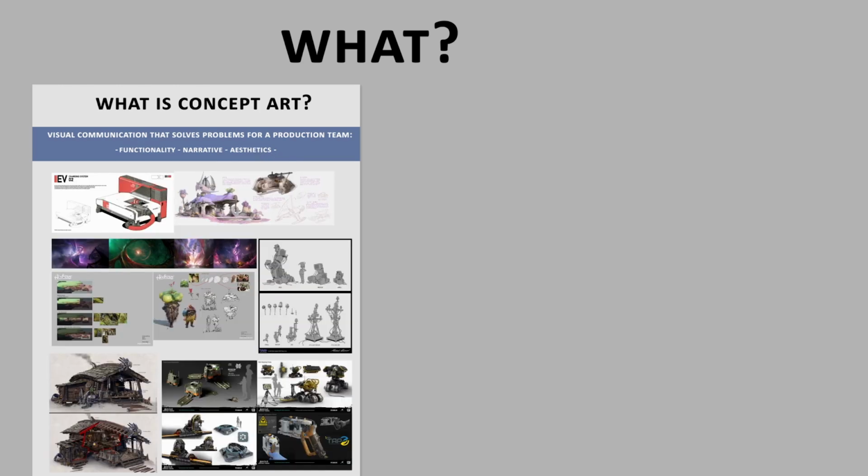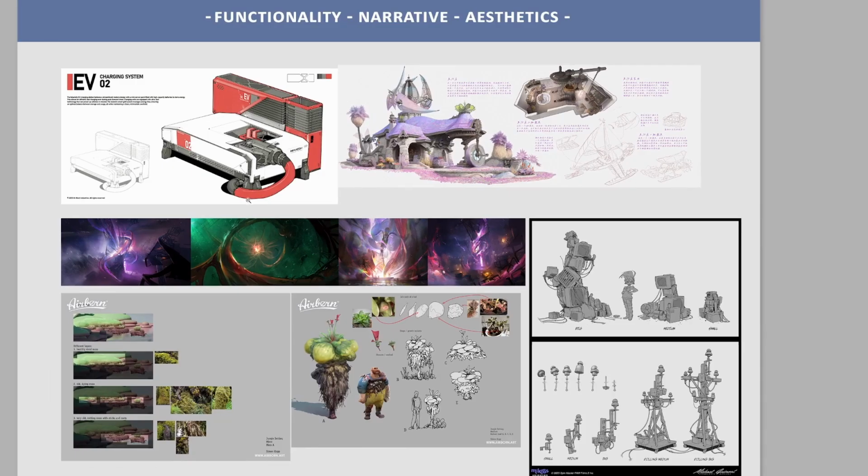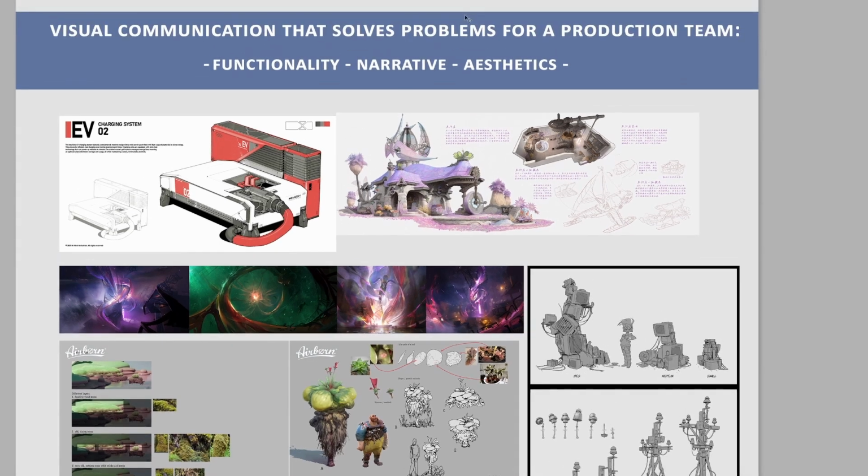So, let's briefly look at some references for concept art that falls under that category of visual communication that solves problems for a production team. So here's a great place to start. Already, we're seeing quite a variation in the types of artworks that are being produced, but these all fall under the category of concept art because, again, they're solving a particular problem for a production team.